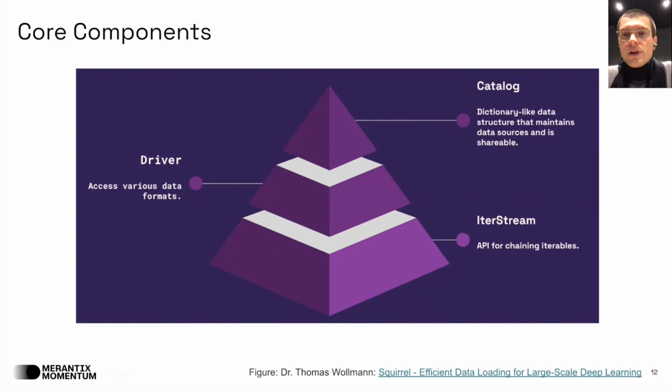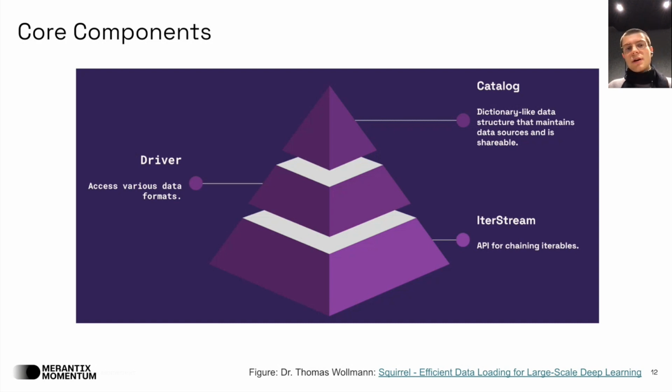There are 3 key components to Squirrel that build up the pyramid of Squirrel. So at the lowest level, we have the IterStream, which is the API that Squirrel is designed around. And that's a very powerful API that I will present in a second to chain different calls and transforms that you might want to do on your data loading pipeline.